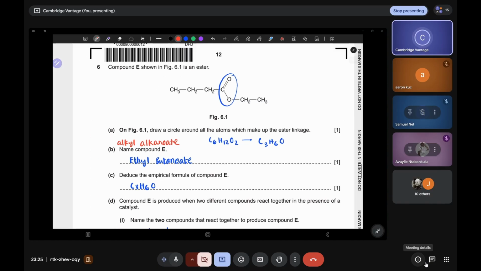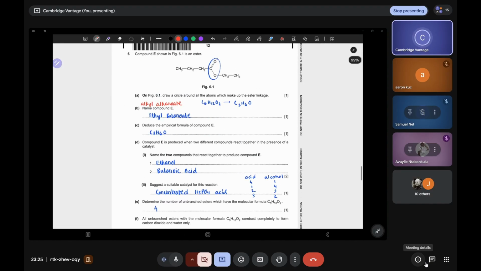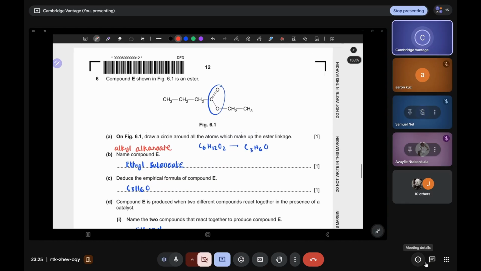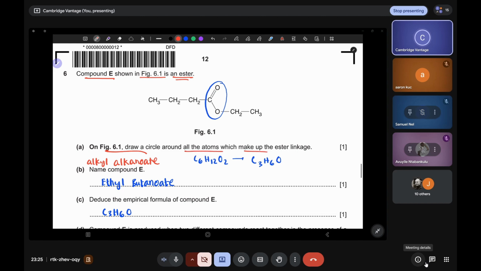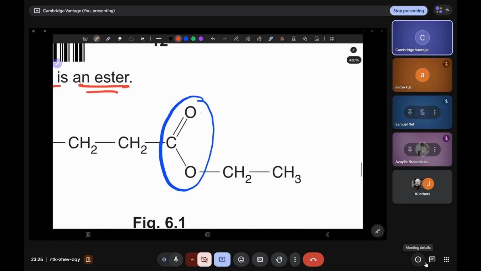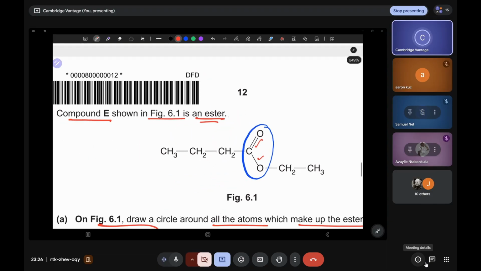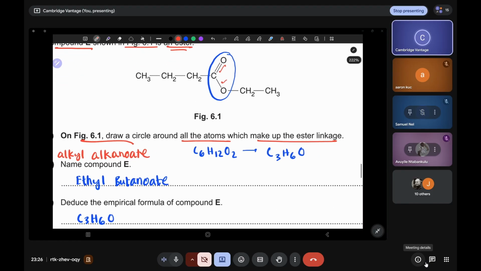So let's move on to the very last question, and it's a small one, so we will be done within time, I think. So what do we have over here? Compound E, shown in figure 6.1, is an ester. Draw a circle around all the atoms which make up the ester linkage. So the ester linkage is essentially comprised of the carbon-oxygen double bond and the carbon-oxygen single bond. This is as much as you are required to circle. You need not circle anything more than this. And this is a pretty easy question, I would say.